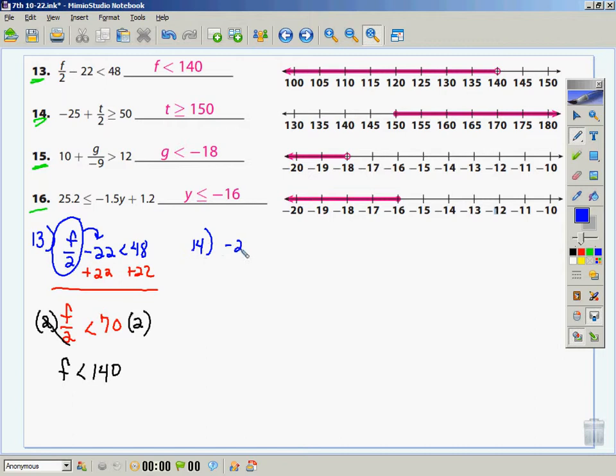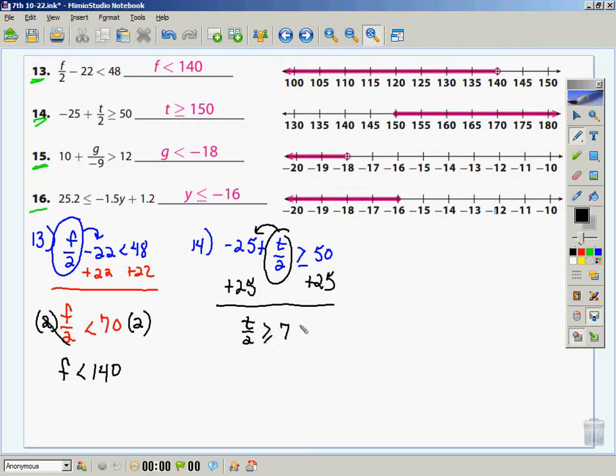Number 14 says negative 25 plus t over 2 is greater than or equal to 50. I want to get the variable by itself. I undo this negative 25. The opposite of a negative 25 is a positive 25. I now have t over 2 is greater than or equal to 75.